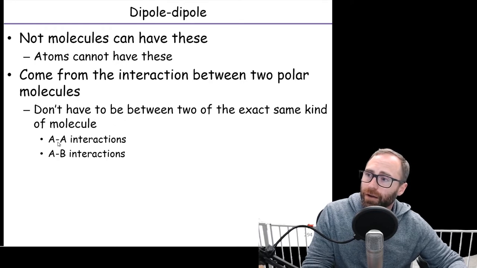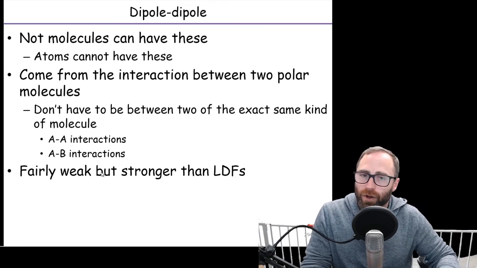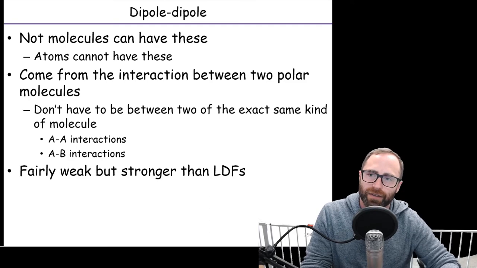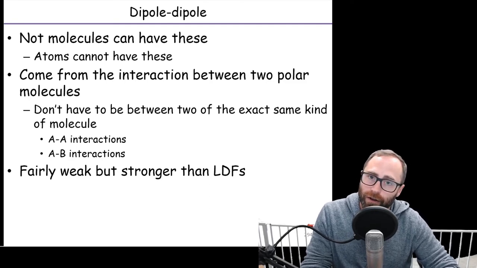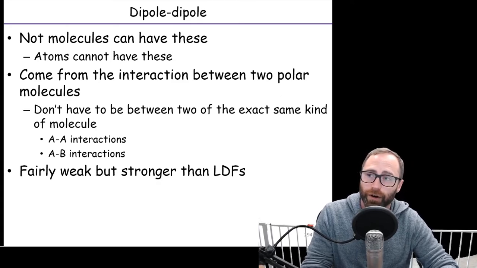And that's what I'm saying with it doesn't have to be a molecule A interacting with molecule A always. It can be a molecule A interacting with molecule B. I'll show you some examples of that. These kinds of interactions are fairly weak, but they're stronger than our London dispersion forces, usually by a good bit. So they're still not super strong, but they're stronger.